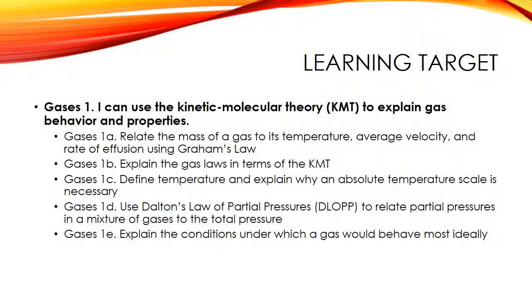So in this lesson, we have looked at the learning targets 1C and 1B. We defined temperature and we explained why an absolute temperature scale is necessary. We also looked at the gas laws and explained them in terms of the kinetic molecular theory. We'll have one more lesson in this first series of lessons for this first learning target, and that will explain this last point here, the conditions under which a gas would behave most ideally.